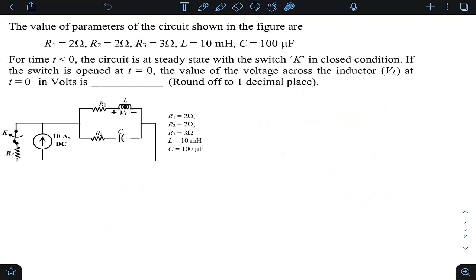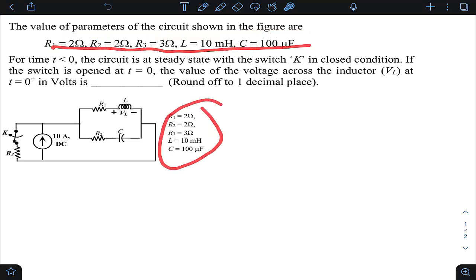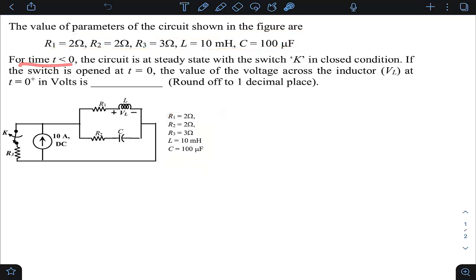This question was asked in GATE 2023 of electrical. This is from the network theory subject and from the transient analysis topic. The question is, the values of parameters of the circuit shown in the figure are, so this R1, R2, R3, L, C, these values are given. For time t less than 0, the circuit is at steady state with the switch K in closed condition. If the switch is opened at t equal to 0, the value of voltage across the inductor at t equal to 0 plus is how many volts?